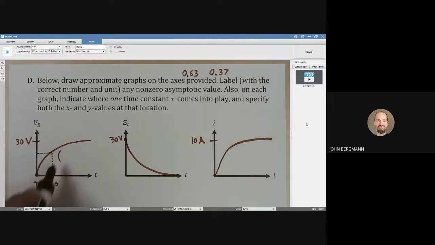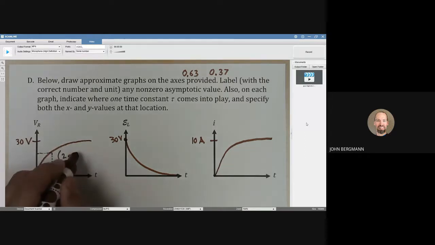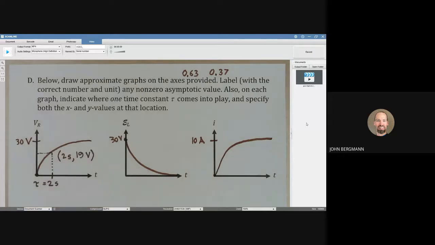The x coordinate here is going to be 2 seconds. And the y coordinate is going to be 63% of 30, which is roughly 19. I'll round it to significant figures, roughly 19 volts. That's going to be the voltage drop at 2 seconds. Then that will continue climbing as time goes on.